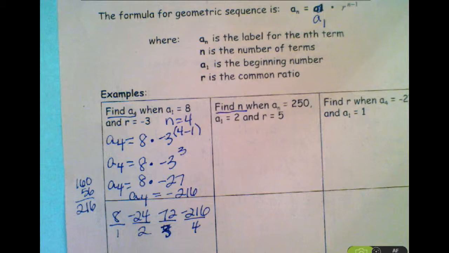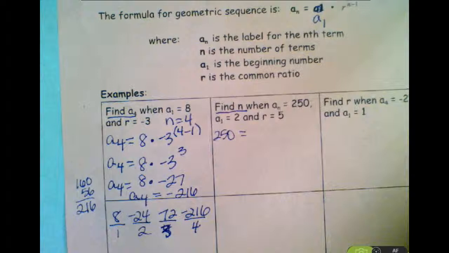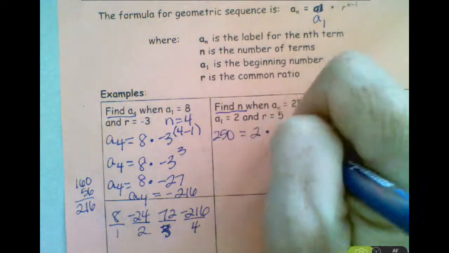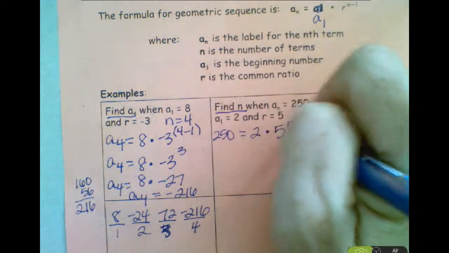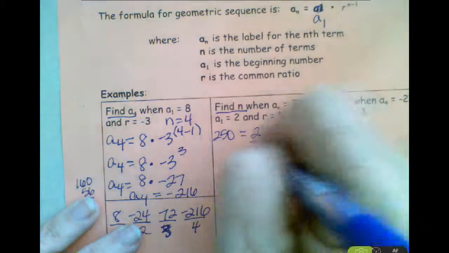Michaela, where does that go, on the left side of the equation or the right side? Left side. So 250 equals, what's my A1, Michaela? 2. 2 times, what's my rate? 5. 5 to the n minus 1, because I don't know what n is, right? Okay, so what can I do to both sides? Is there something I can divide out? The 2 and the 2. Good, I can divide 2 from both sides.